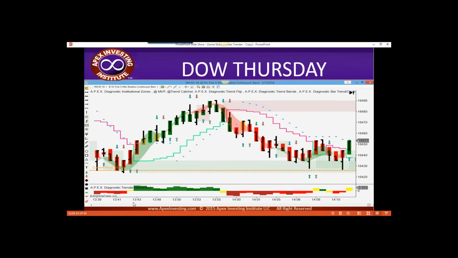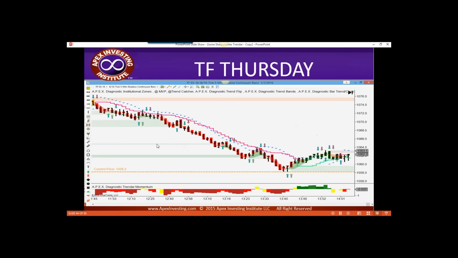This afternoon, about 1 o'clock, down to buy zone, green flip, green bands, green everything, but that's red. But look, green Trendar, we take the trade. Okay. Any of you trade TF, Russell?